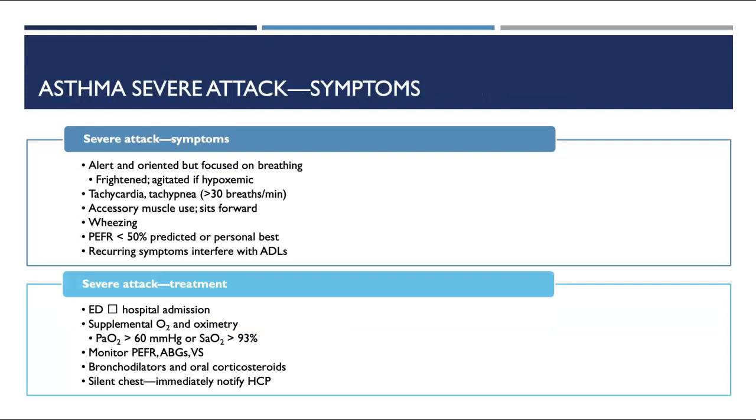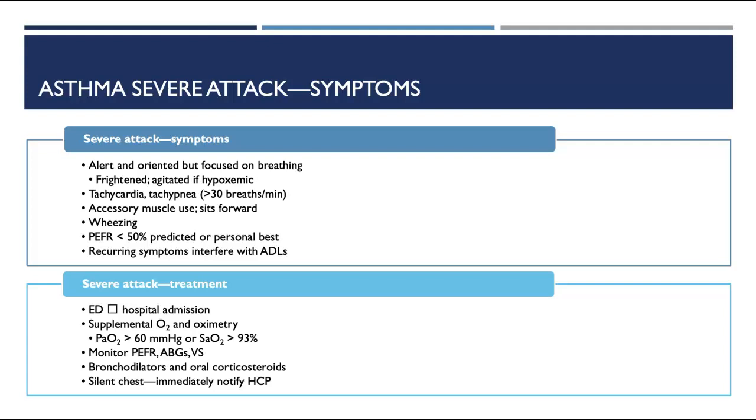Now, with a severe attack, they're going to be alert and oriented, but really focused on their breathing. They may be frightened or agitated, specifically if they're hypoxemic. We're going to see those tachycardia and tachypnea. And at this point, we're looking at those respiratory rate of greater than 30. And if you think about breathing every other second, that is a really rapid rate. They're going to be using accessory muscle use, might be sitting forward kind of in that tripod position, wheezing, and their peak flow is going to be less than that 50% predicted or personal best. And they're having recurring symptoms that interfere with their ADLs.